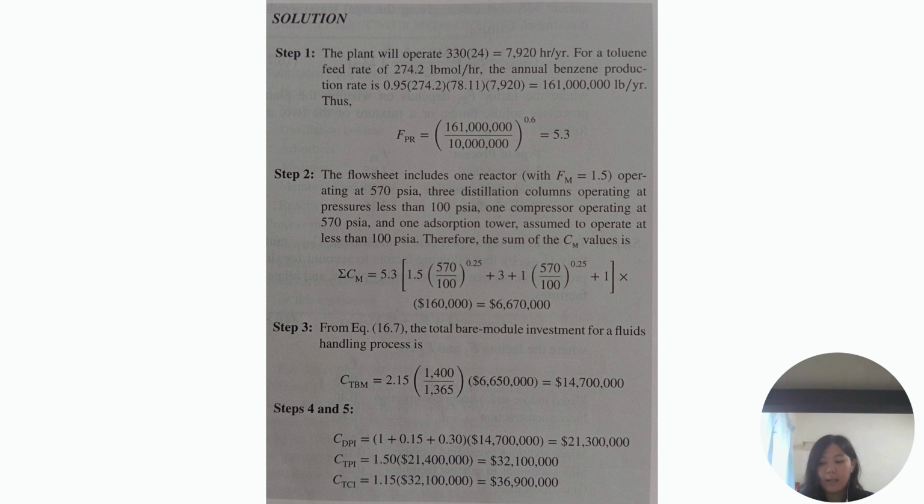Next, step 3. We need to calculate the total bare module investment, CTBM. This is a fluid handling process, so we need to use 2.15, and we insert the MS index and calculate the CTBM. After that, we note that this question is about outdoor construction and major additions to existing facilities. We take the values from the table and insert them into the formula to obtain the CDPI. After that, we can also obtain CTPI and CTCI. And this is how the method 1 estimation is done.